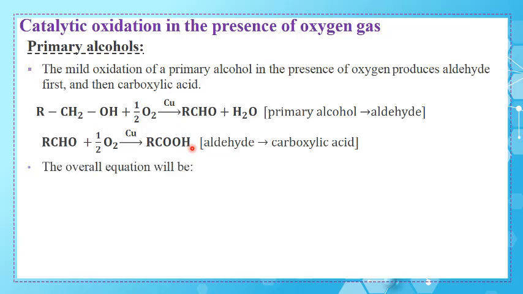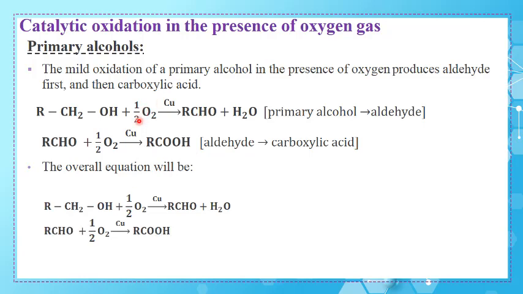We can write here the overall equation that will be in the following. Here is a copy of this one, and here is the copy of this one. What do we have to do? We have to add them. How? By canceling this part, so we will obtain as the global or the overall equation that a primary alcohol plus 1 O2 in the presence of copper as a catalyst will give me directly carboxylic acid and H2O.